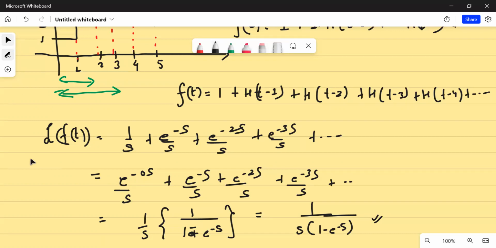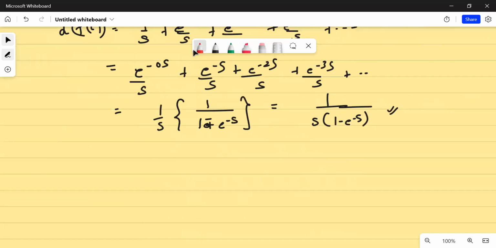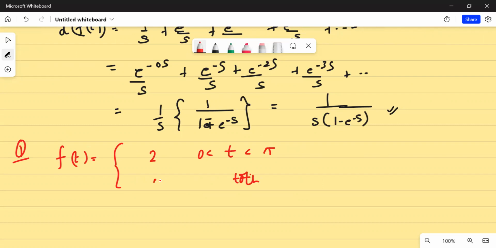There's still time, so let us do one more question. Try to find the Laplace transform of this function for me. Try to find the Laplace transform of this function f(t) given by, I think, 2 if t lies between 0 and pi, and if t is otherwise, if you just simply write it as 0, then what would be the Laplace transform?